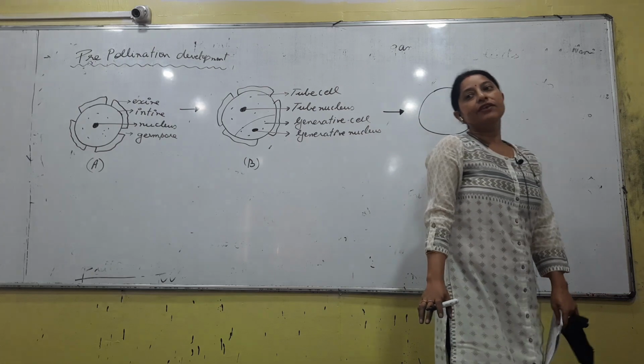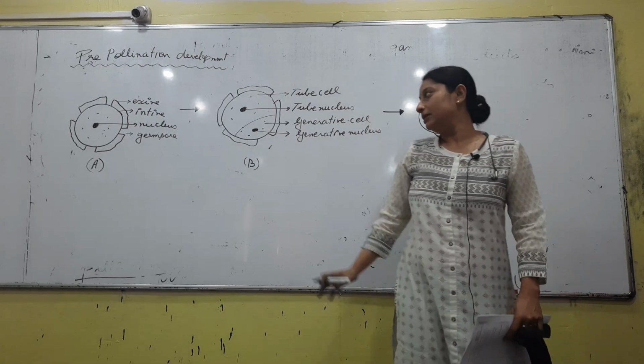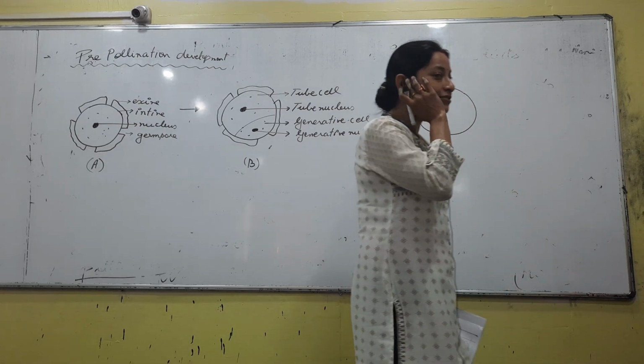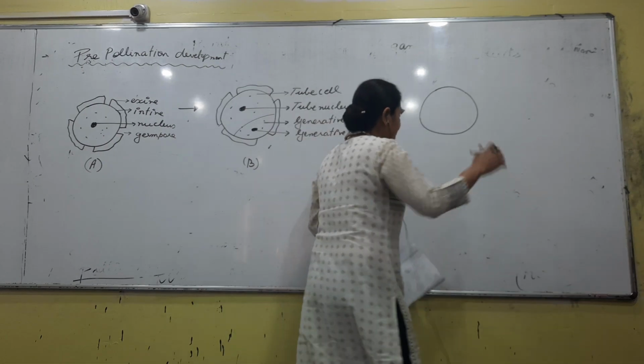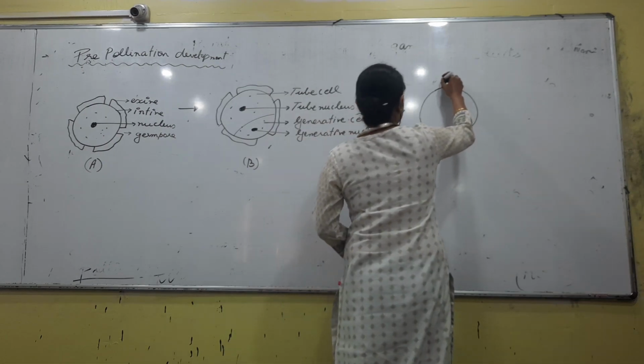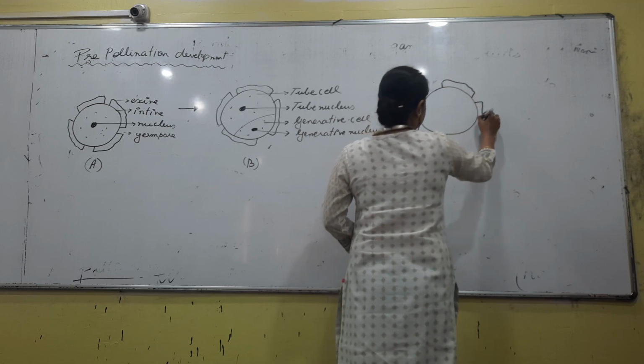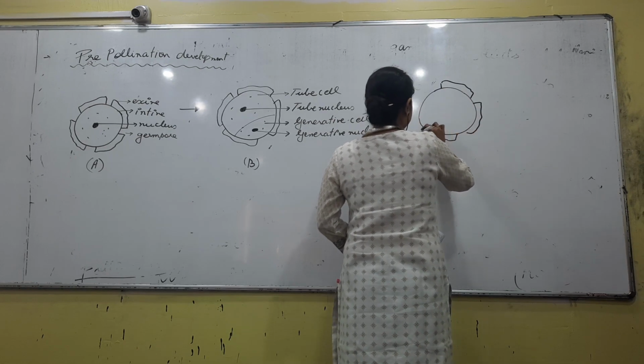The size of the pollen grain obviously remains the same. In my diagram, one is bigger and one is smaller, right? That does not mean the shape will keep on changing. Yes, sir. Just a rough diagram, just to understand the process.